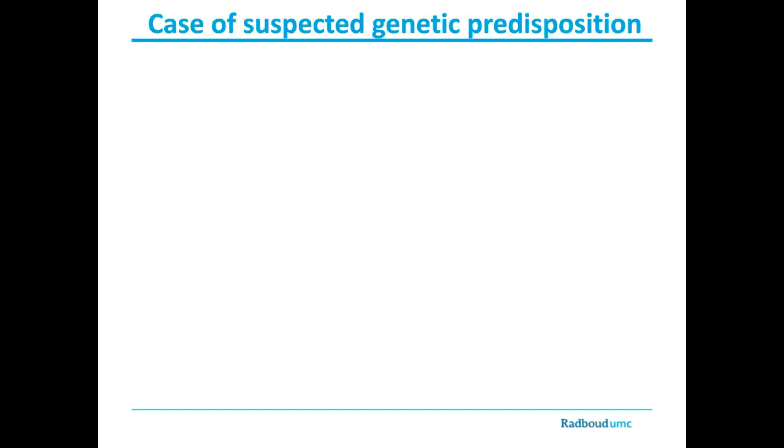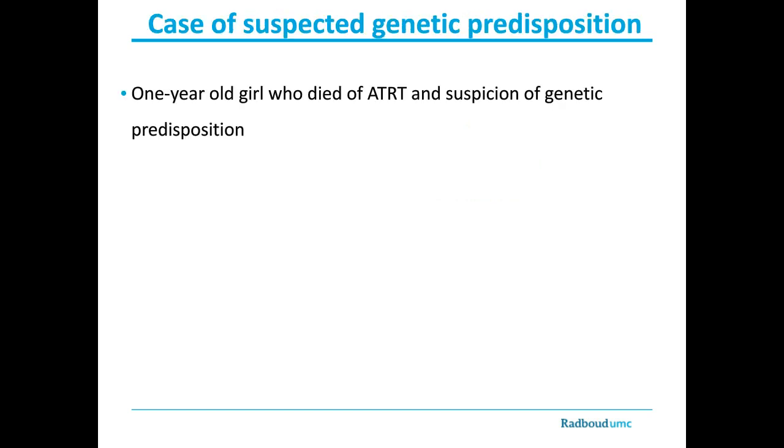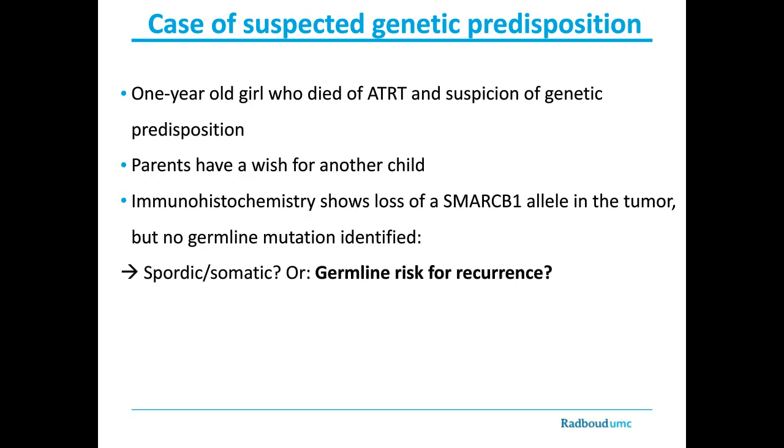And Roland has seen a family in which a 1-year-old girl died, unfortunately, of this very severe condition. But they had a strong suspicion for a genetic predisposition. The parents had another wish for another child, and analyzing the tumor actually has shown that there was loss of the SMARCB1 protein by immunohistochemistry.